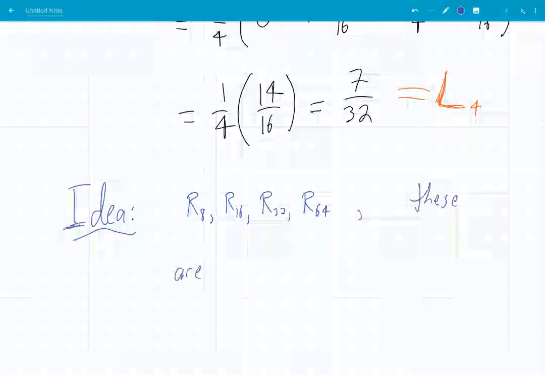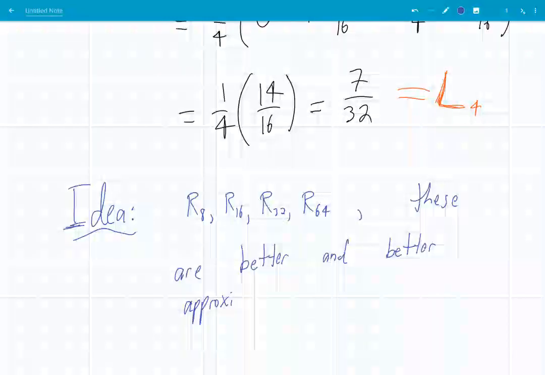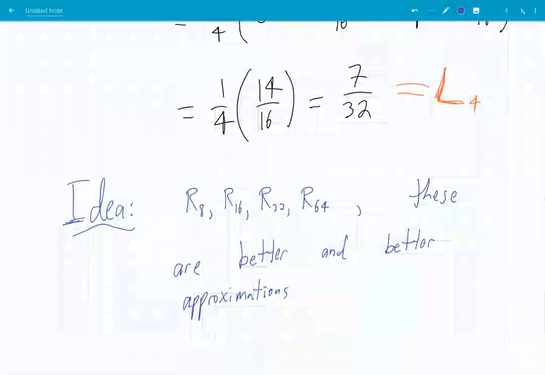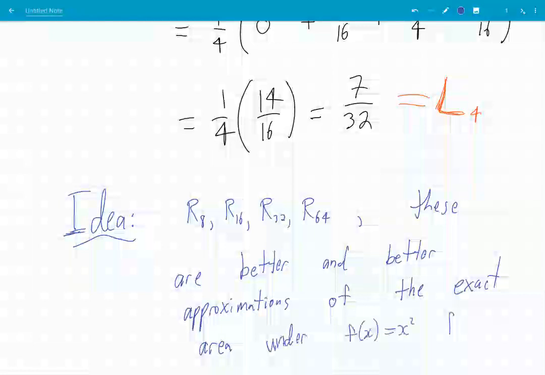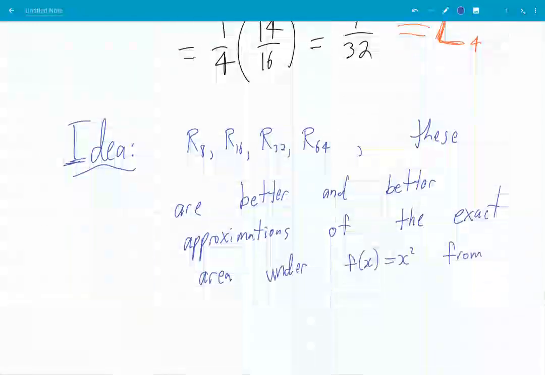These are better and better approximations of the exact area under f of x equals x squared from 0 to 1.